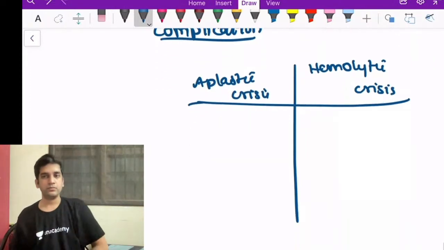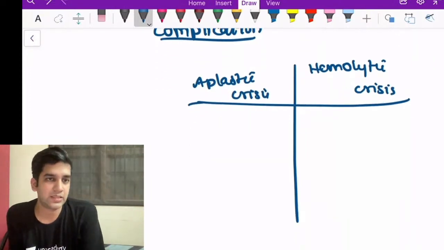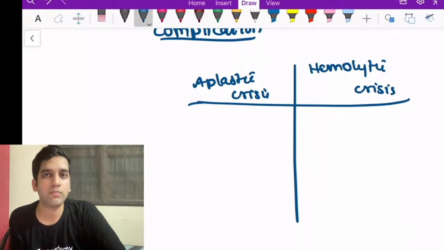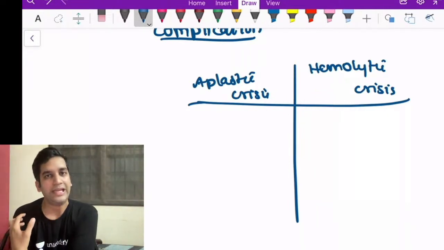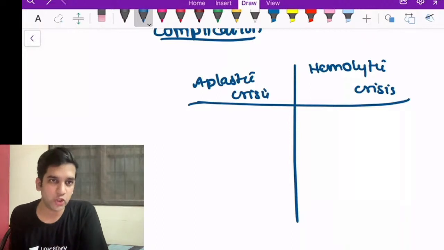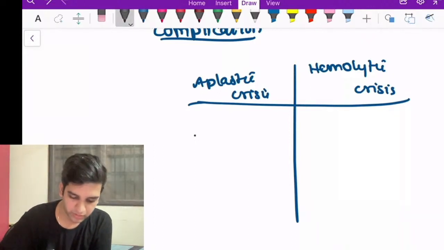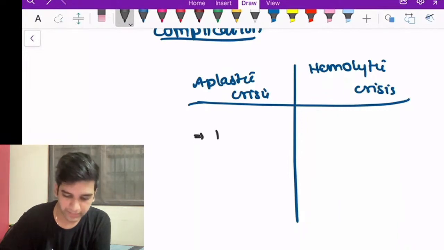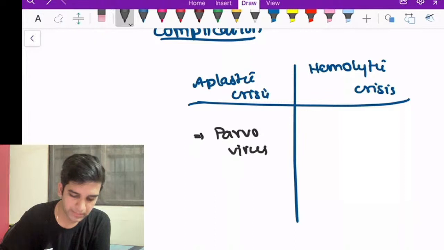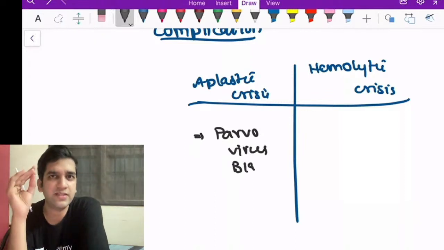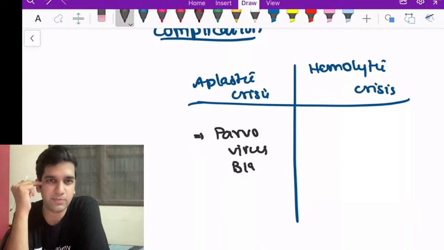Okay. So when I have an aplastic crisis, as the name says, it's aplasia. There is no functioning of the bone marrow in respect to my erythroid lineage. That's why I call it an aplastic crisis, right? So when I say aplastic crisis, this is due to a particular infection. I'm sure you must have heard about it: Parvovirus B19.